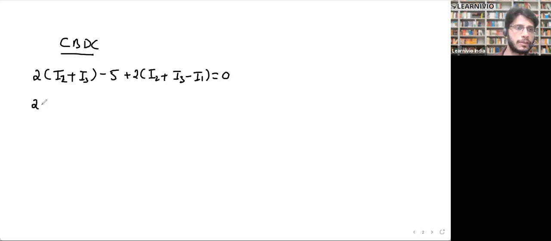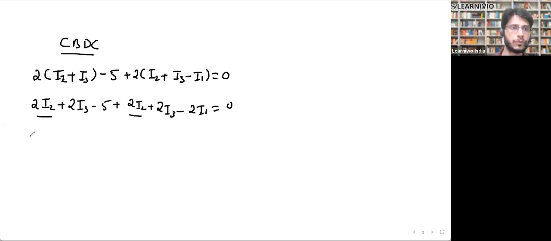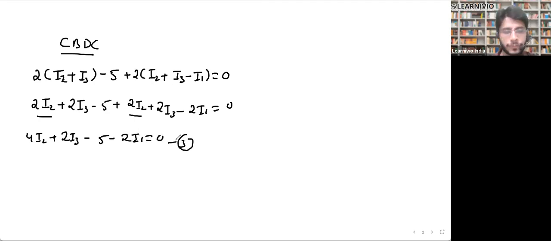If I multiply them out, it's 2I2 plus 2I3 minus 5 plus 2I2 plus 2I3 minus 2I1 is equal to 0. So 2I2 plus 2I2 is 4I2, plus 4I3 minus 5 minus 2I1 is equal to 0. That's the third equation. Is it clear, everyone?